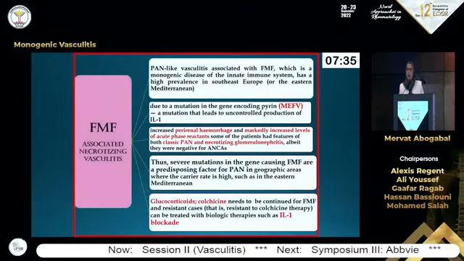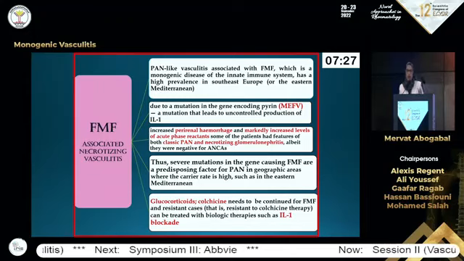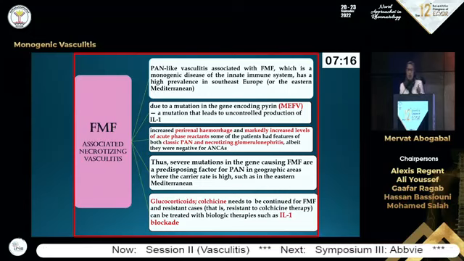The second form of monogenic vasculitis is necrotizing vasculitis associated with familial Mediterranean fever. Discovery of this form or monogenic variant of vasculitis started by an observation. They observed that there is higher prevalence of polyarteritis nodosa in South Europe and the Eastern Mediterranean area, whereas there is a high rate of familial Mediterranean fever carriers.